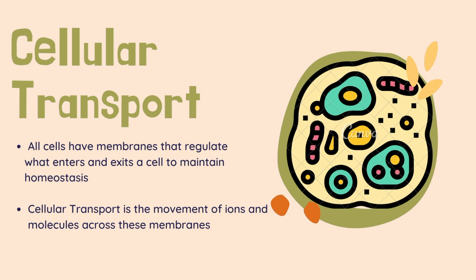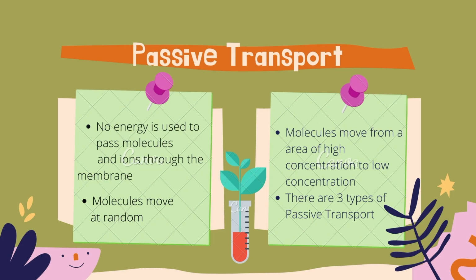Now, passive transport, more specifically, is molecules not needing to use any energy to pass through the membrane. So what's important to note is that molecules move at random. Molecules move from an area of high concentration to low concentration. That's how we're able to get away with using no energy. And there are 3 different types of passive transport.